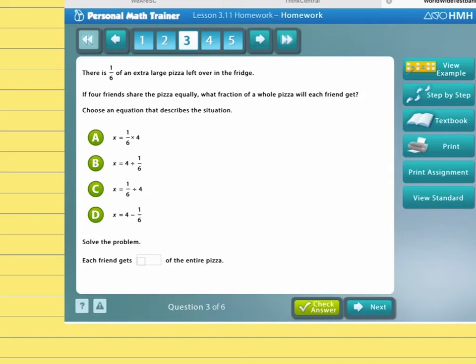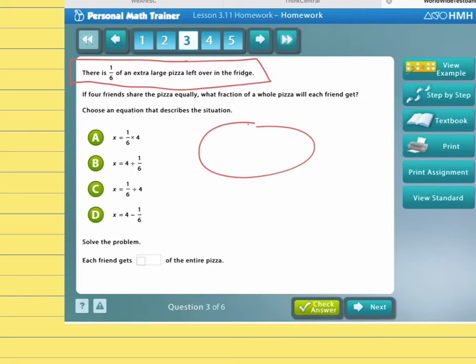Let's unpack the third problem. There is 1/6 of an extra large pizza left over in the fridge. So that is your dividend. So let's draw that here. So you have 1/6 of a pizza left in the fridge.